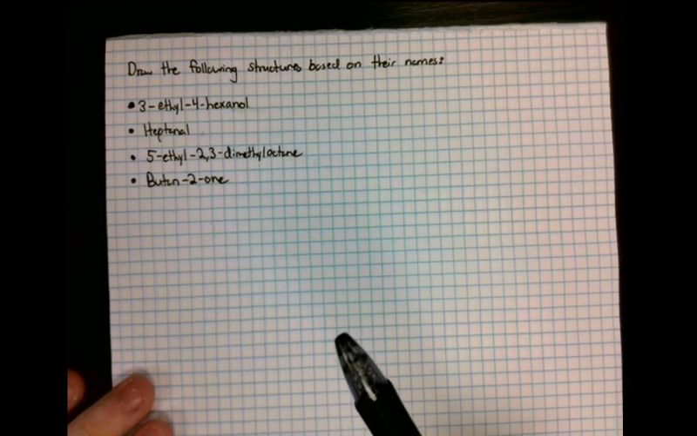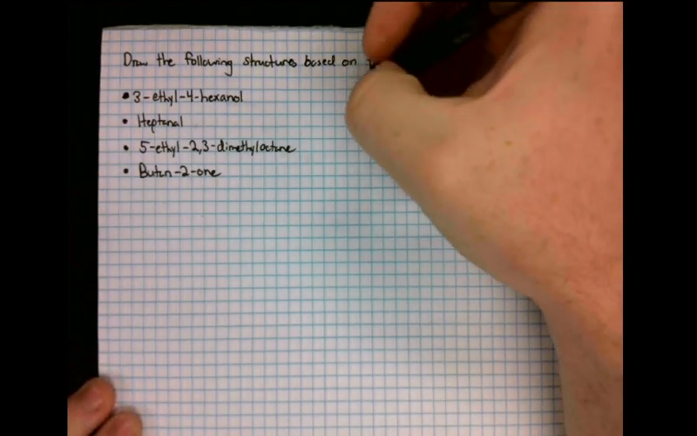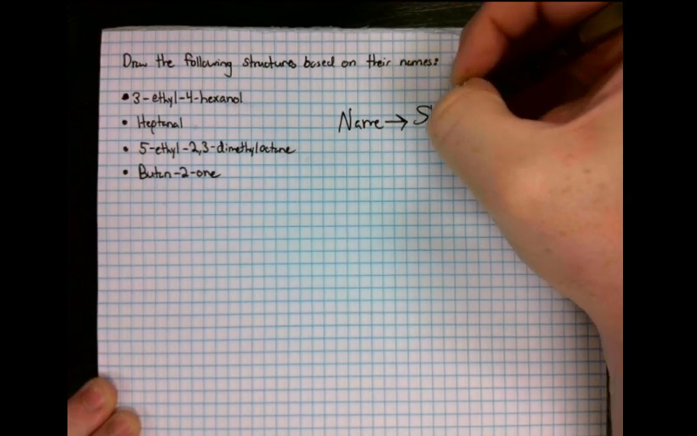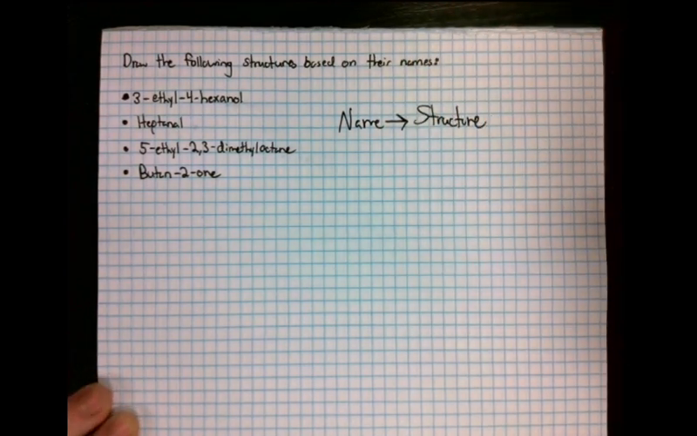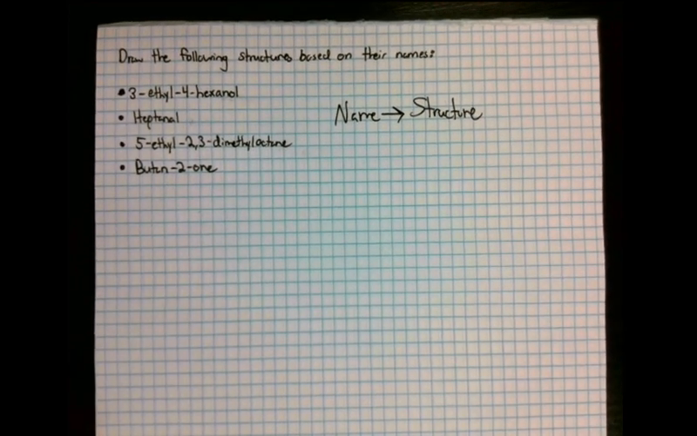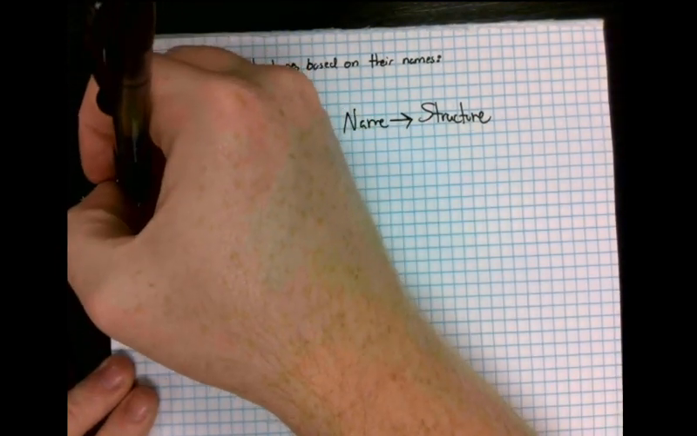This is Mr. Diamond, and this is going to be the video where I go over a bunch of name to structure examples. I had 3 or 4 of them that I showed at the very end of one of the videos, and I'm going to add a 5th one.